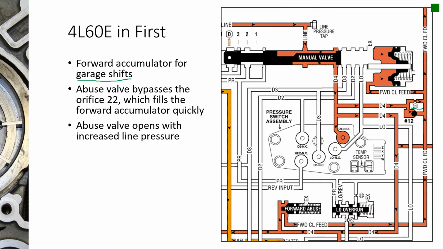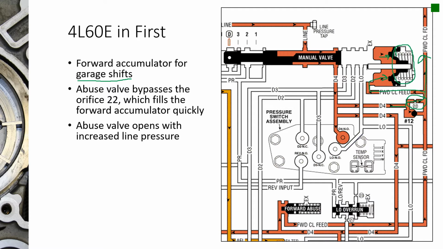Well, first and foremost, we have an orifice that all the fluid that's flowing in and applying that forward clutch has to travel through, this orifice number 22, on its way up to that forward clutch. It also goes through and applies an accumulator piston. And if you look, this is a simple accumulator. It just has a spring. There's no back pressure or anything like that. So all we have to do is compress that spring.